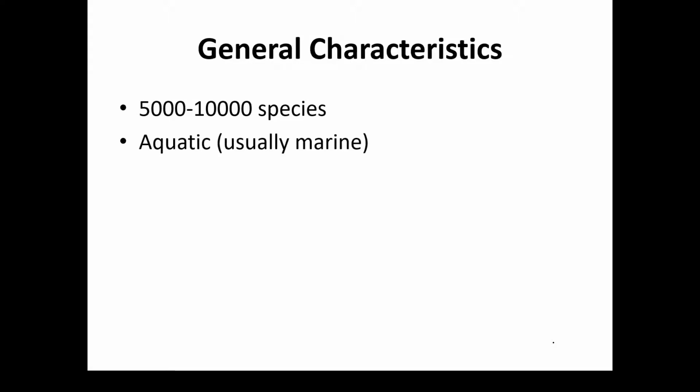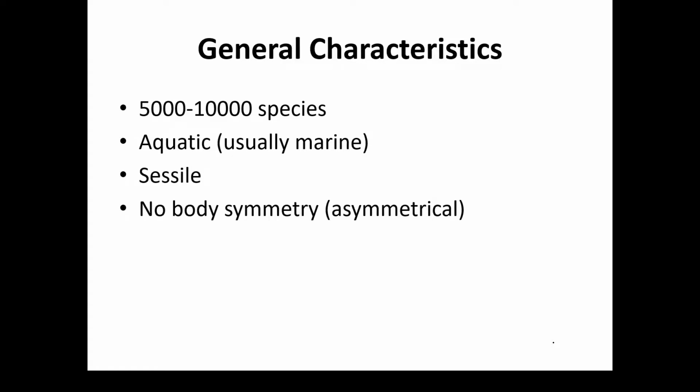So just some general characteristics. There are 5 to 10,000 species. They're usually in saltwater places. They are sessile, which means they do not move. They just sit there, but yet they are animals, and you'll see why. They don't have any body symmetry, so they're asymmetrical. They're not bilateral or radial.